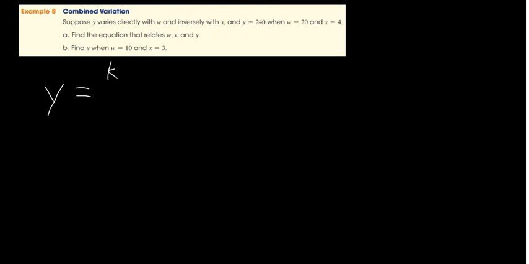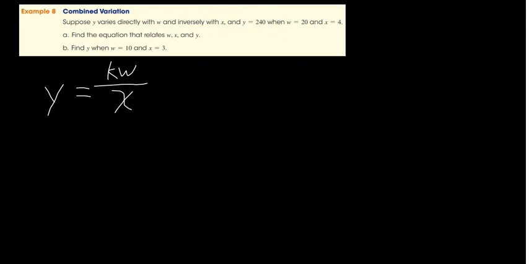So kw. I'm going ahead and putting this in a numerator format because I'm expecting a combined variation problem. If it varies directly with w, I'm going to put w, multiply it by k, and inversely with x. So that means I'm going to put the x in the denominator. And that is literally it. That's all I have to do.